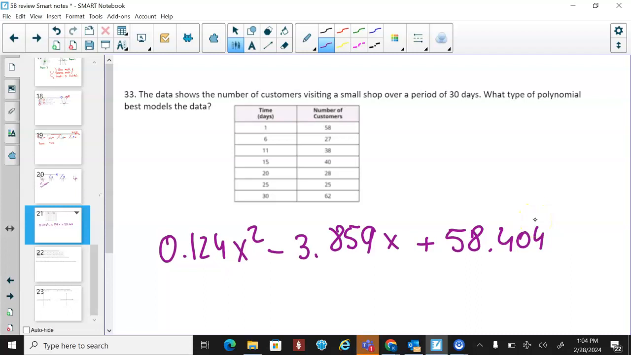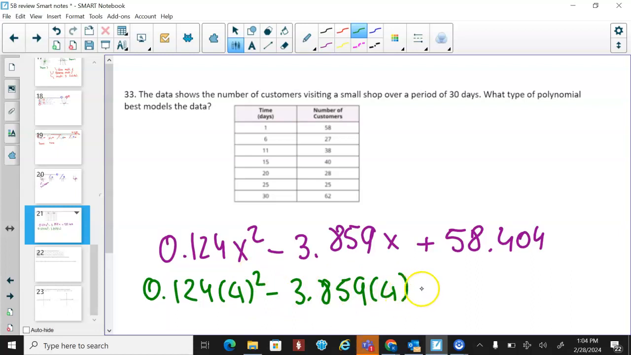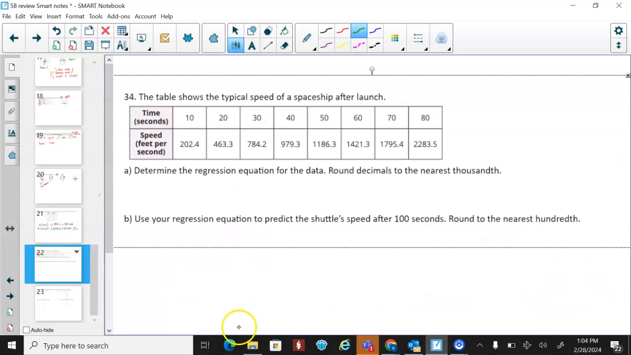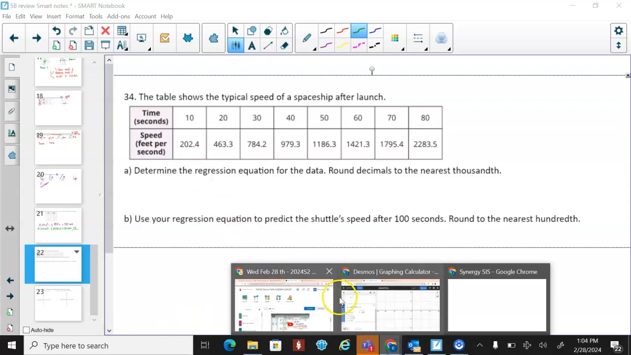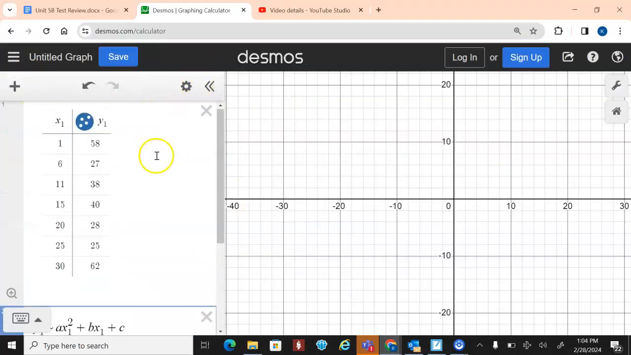Now, if I would have predicted the number of customers on day 4, rounded to the nearest whole number, I would plug in 4 for x. So I would have 0.124 times 4 squared minus 3.859 times 4 plus 58.404. My final answer would be 45. Now the same thing we're going to do here. We're going to put those numbers into the Desmos equation. So I'm going to delete this table right here.